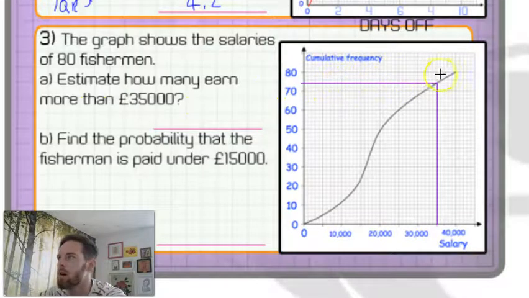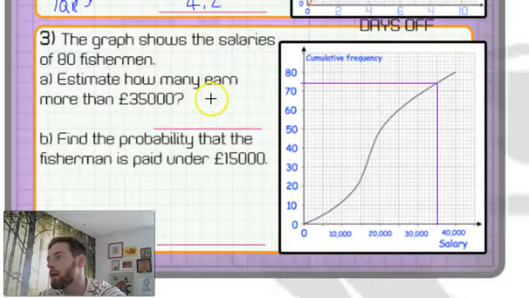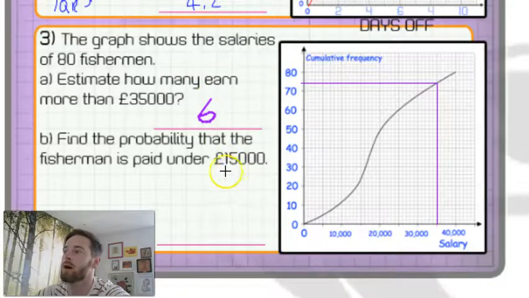Okay, so there are 80 fishermen in the graph. You can see it's the top value, it tells us in the words, and you just have to work out what the scale is. So that's going to be 72, 74, 76, 78, 80, so there are going to be 6 fishermen there earning more than £35,000. Oh, it's not too bad of a 6.